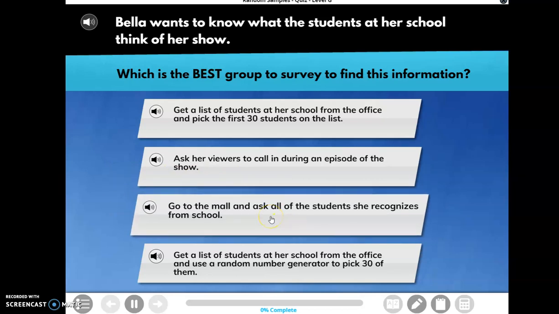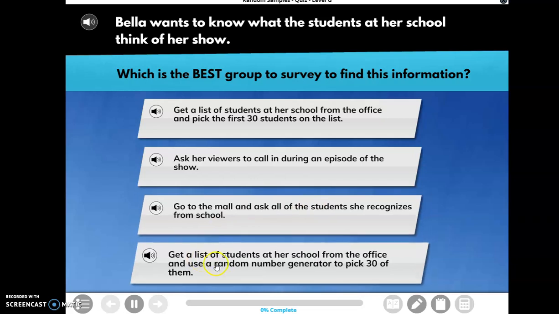Go to the mall and ask students she recognizes from the school. Personally, I think this would be kind of biased because she's going to only ask people that she knows, and so they also know her, probably, so they'll probably say that they like it, so as not to hurt the feelings. So get a list of students from her school at the office and use a random number generator. So everybody, the entire list of students, would have an equal opportunity of being called.